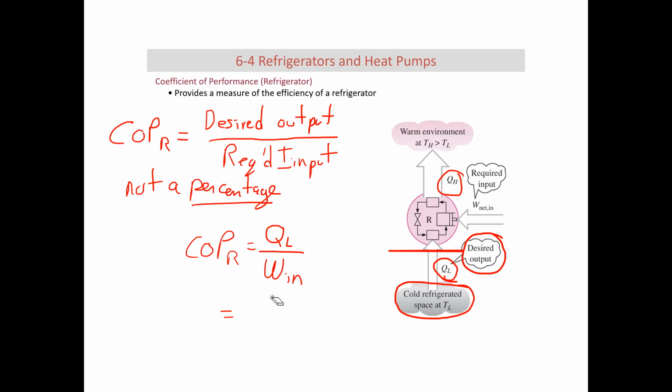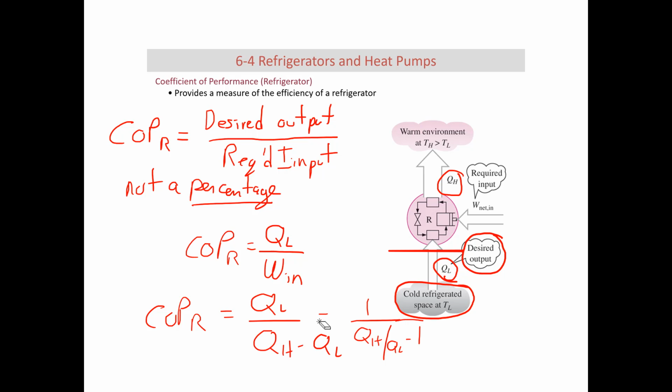So again, if you want to expand this, work in can be quantified as the heat rejected minus the heat absorbed. And that could be basically the coefficient of performance, right? And you can actually algebraically reduce this down to 1 over the quantity QH over QL minus 1. That is for a refrigerator.